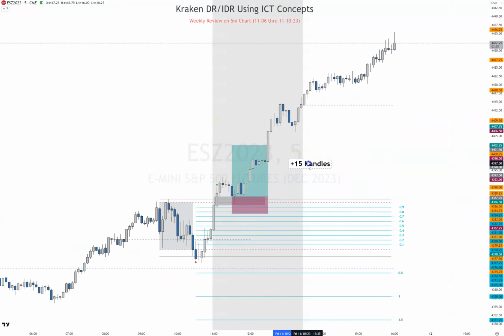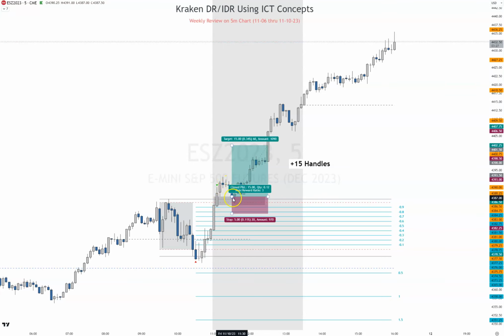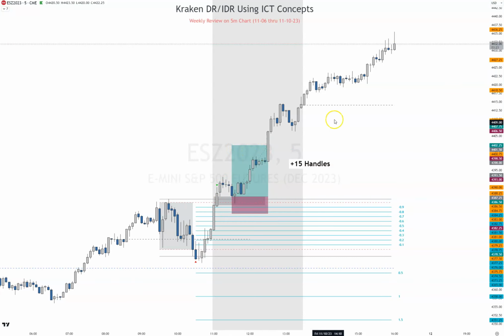Oh, looks like another one. Okay, we have DR confirmation at 11:05. We have a fair value gap right here. It comes down, trades into that. 5 handle stop is right there. Aim for 15, we get it. Now, again, it's still playing out here.